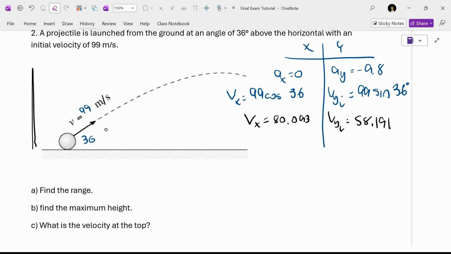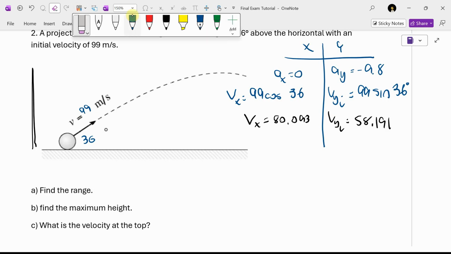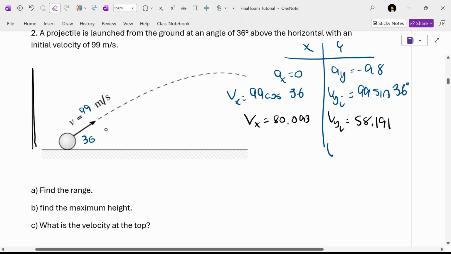Brushing cobwebs off, I know. A little more cobwebs than I was hoping for. Okay, so one thing I know is, don't say 0, I'll go cray-cray. I know the final vertical velocity when it hits the ground. Yes, negative 58.191. Because we're starting and ending at the same place. What goes up must come down. I'm going to hit the ground at exactly the same velocity that I left.